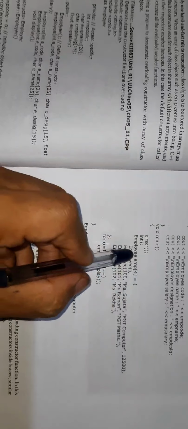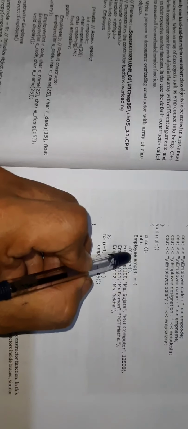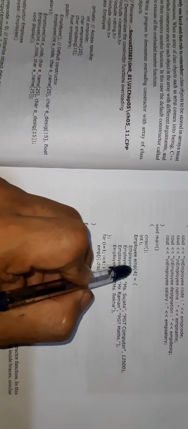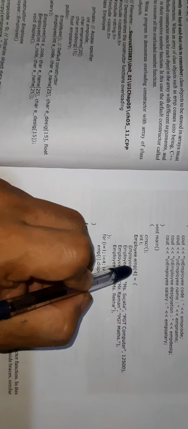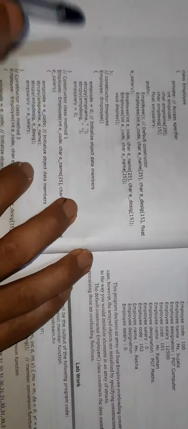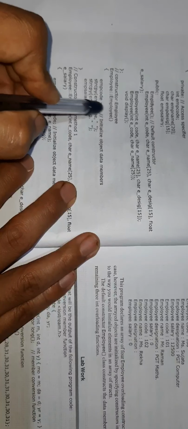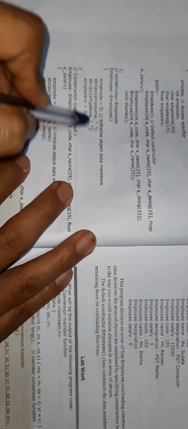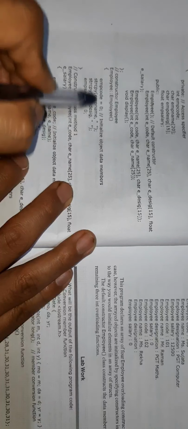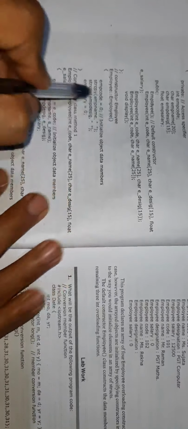So in the first case, the calling function, keep in mind that this is the constructor which is the member function, right? The calling function passes no argument. So that's why what happened is that this function gets invoked and the default values get assigned. So emb code 0, emb name null string, emb designation null string, emb salary 0. So this is the default value.